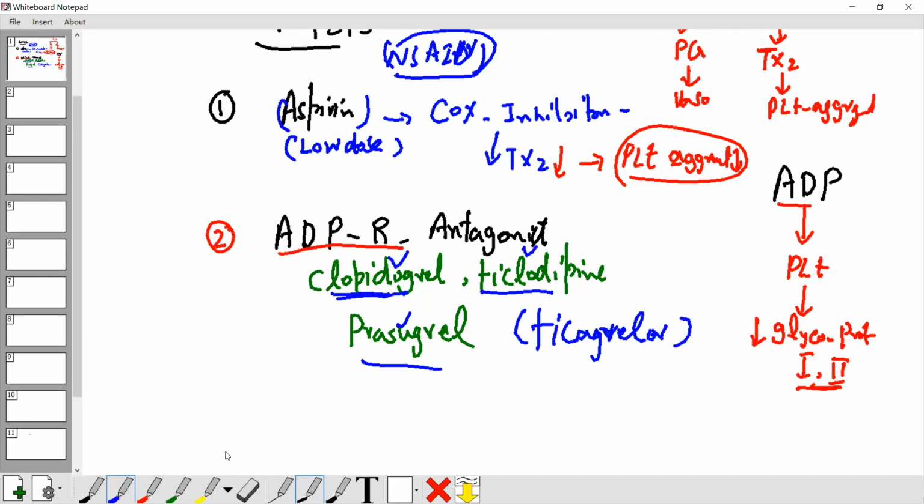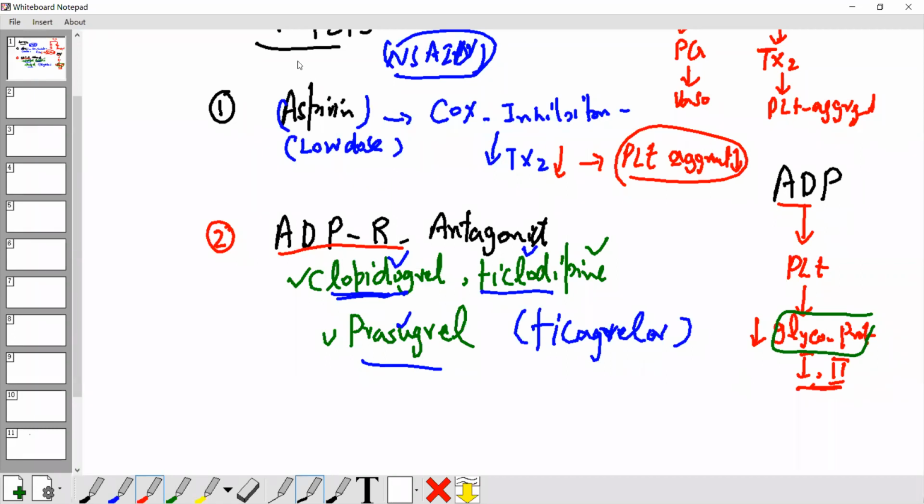Ticlopidine, clopidogrel, you try to memorize. Clopidogrel is important. We use ticlopidine, and we also have prasugrel. These three are important. Okay. They block the ADP receptor, and then what happens? Glycoprotein expression will decrease. This you already know. This is glycoprotein 1A and glycoprotein 2B3A. This glycoprotein helps for adhesion and aggregation when we form the thrombus.